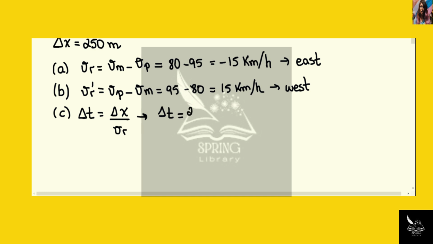The distance is 250 meters, and the relative speed is 15 kilometers per hour, which, if we divide by 3.6, is 4.167 meters per second. Okay, so delta t is equal to 250 meters divided by 4.167 meters per second, which is equal to 60 seconds. Okay, so it takes 1 minute for the police car to overtake the motorist.